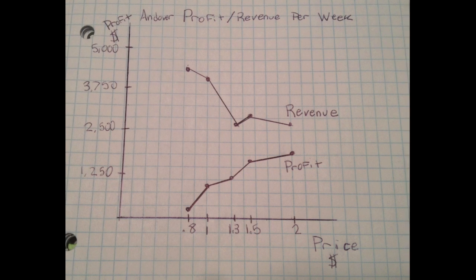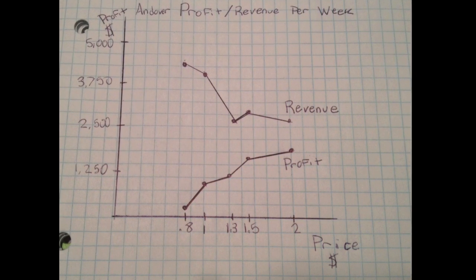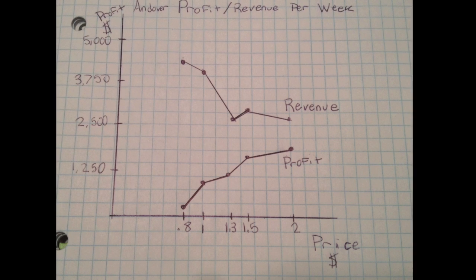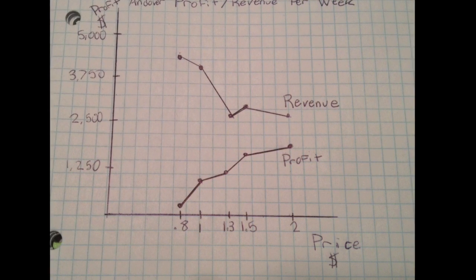The graph we see now is showing revenue and profit for water bottles at Andover. Profit is increasing because the profit margin at each increasing price is much larger than at the previous price, so they make more per bottle. But revenue is decreasing because people buy less at the prices that are increasing. At $2, people will buy fewer water bottles than at 80 cents.